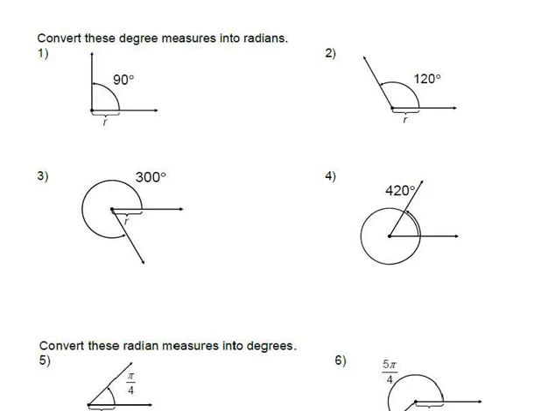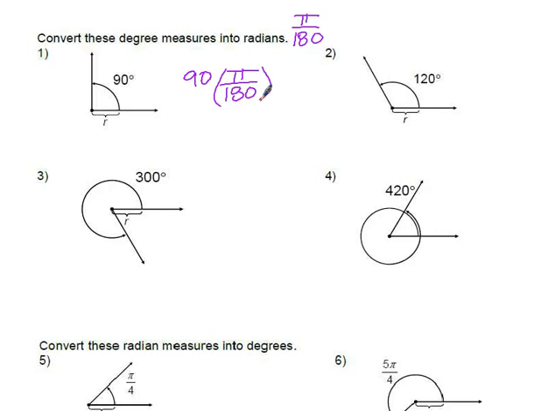So let's get started on this. It says convert these degree measures to radians. The first one we have is 90 degrees. Again, it started at the positive x-axis and opened counterclockwise to the 90 degree mark. If you remember on the other side, to convert from degrees to radians, you're going to multiply by pi over 180. That's your conversion factor. So I'm going to take my 90 degrees and multiply it by pi over 180.